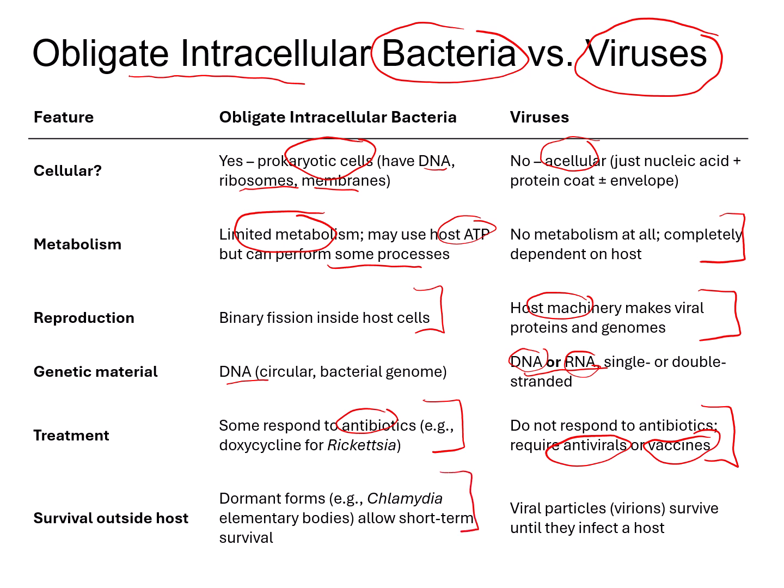And then how do these survive outside of the body, outside of a cell? Bacteria like chlamydia can form elementary bodies that are kind of similar to the endospores for some bacteria we talked about. They are dormant and allow for short-term survival outside of the host. Viruses are similar. They have that protein shell, the capsid shell, that allows them to survive until they infect a host.